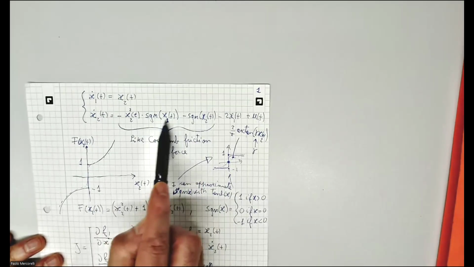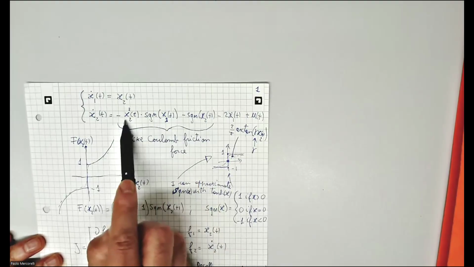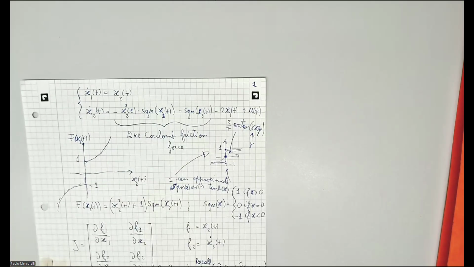If you put in evidence sgn of x2, from here and here, we have minus x2 squared minus 1, everything which multiplies sine of x2. It's clear, no? It's exactly what I did in MATLAB, in Simulink MATLAB. In this part, I try to explain the model. Of course, you can try at home.